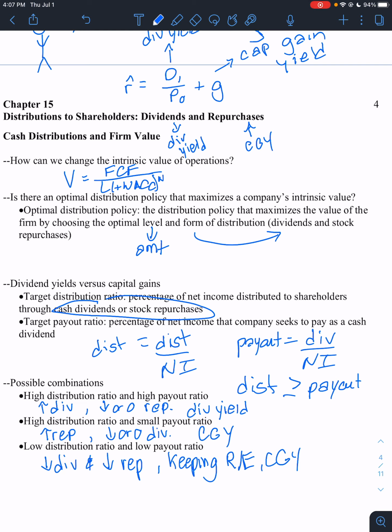I don't know if I put that in the review questions or not, but that could easily be a good little drop-down box question of, how are you going to get your return if it's a high distribution, high payout, if it's a high distribution, low payout, or if it's a low distribution, low payout. Notice we don't have a fourth one here because you cannot have a low distribution and a high payout. That just doesn't make sense because the distribution always has to be higher than the payout. So that's why we don't have a fourth scenario.